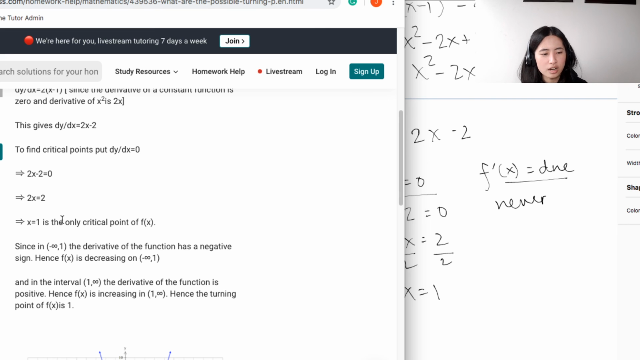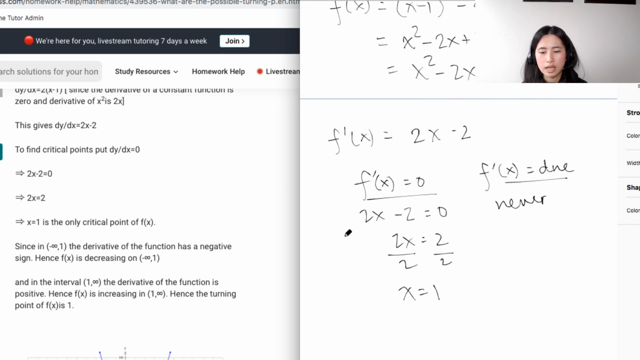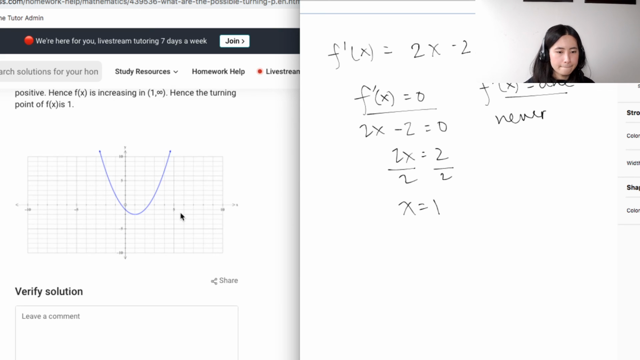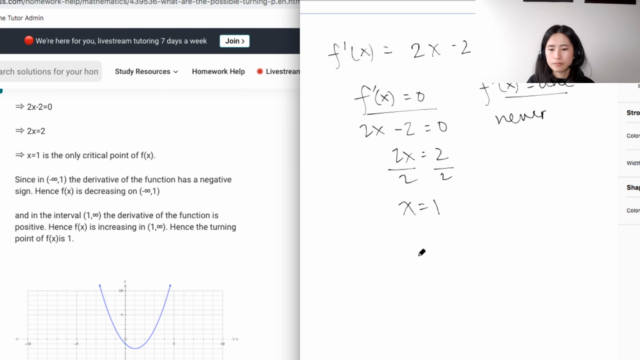Yeah, you identify the intervals of increasing or decreasing if it's applicable, and then they're saying that since negative infinity and 1, okay, so when they're trying to identify the intervals of increase or decrease, there are two ways to do it.